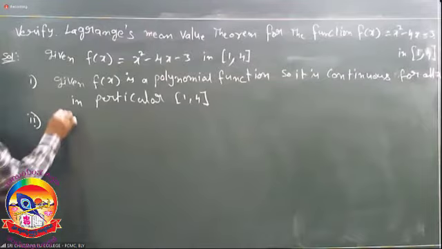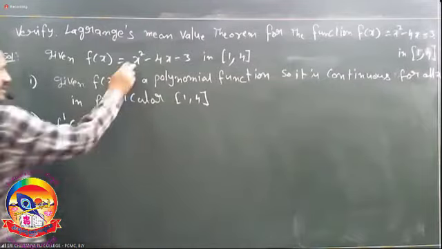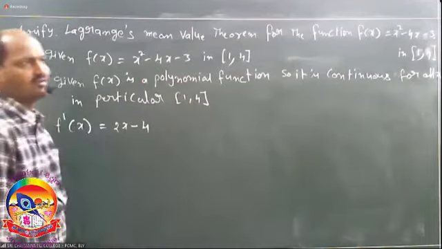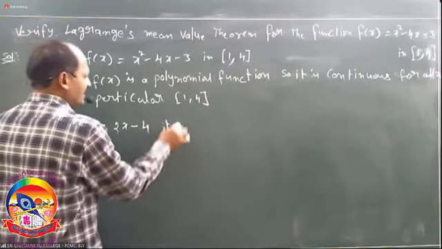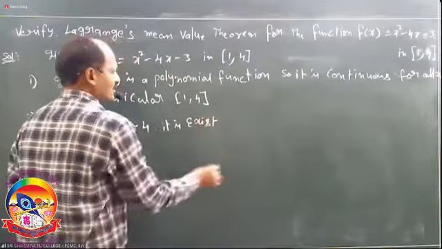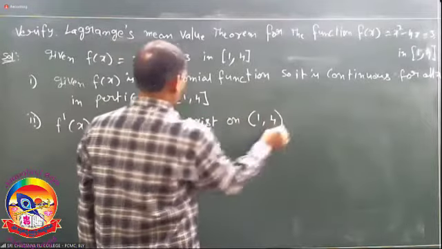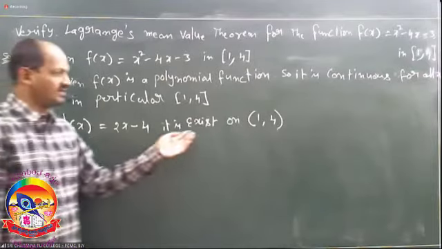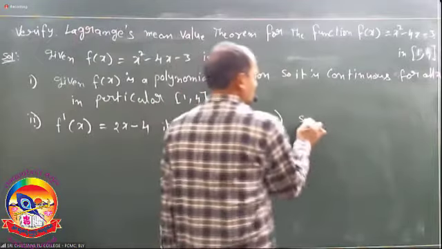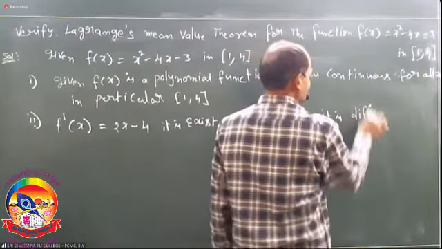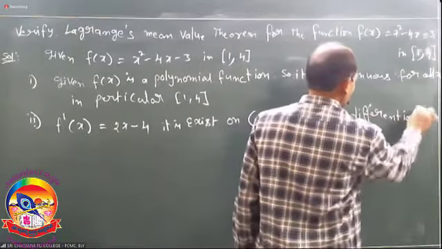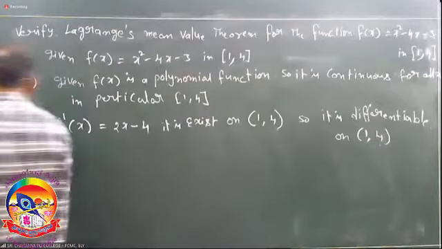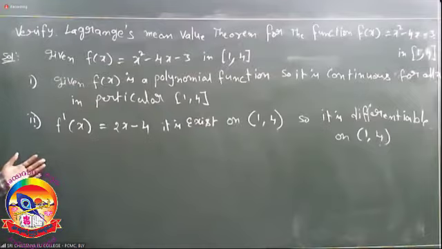Second, f dash of x: derivative of x square is 2x, derivative of 4x is 4, derivative of 3 constant is 0. It exists on the open interval 1 comma 4. It is a finite value. Okay, f dash of x is equal to 2x minus 4. It exists on 1 comma 4. So it is differentiable on 1 comma 4. So the conditions of Lagrange's mean value theorem are satisfied.